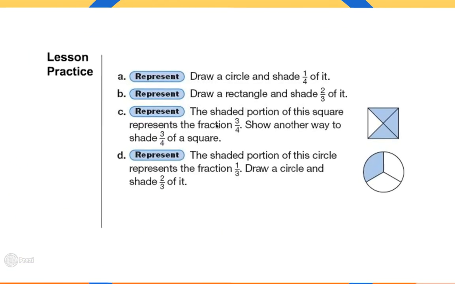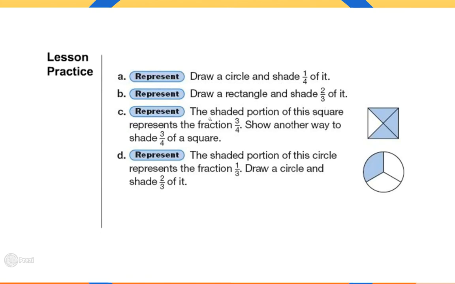So for your lesson practice, you're going to draw a circle and shade 1/4 of it. I would draw a circle and then cut it into 4 pieces and shade 1/4 of it. Draw a rectangle and shade 2/3 of it. Remember, plan ahead. Don't cut the rectangle in half. You're going to want to draw the rectangle first and then equally divide it into three parts by drawing two lines on the rectangle and then shading two parts of it.